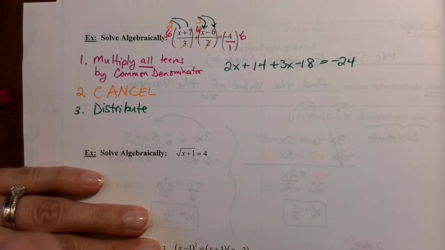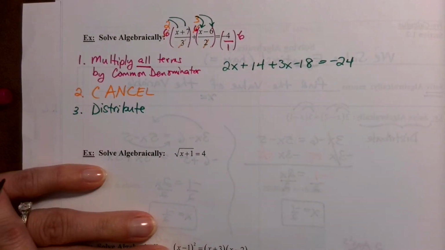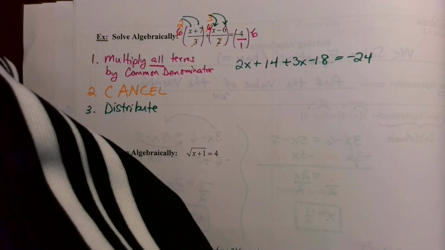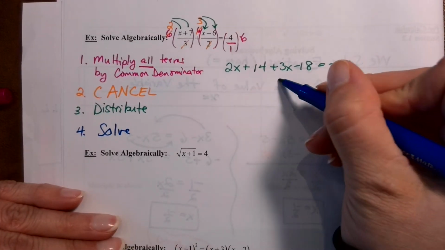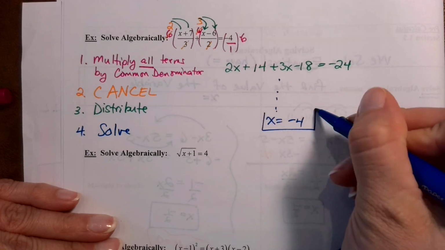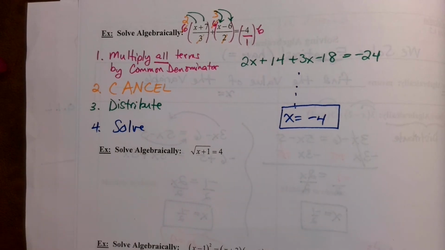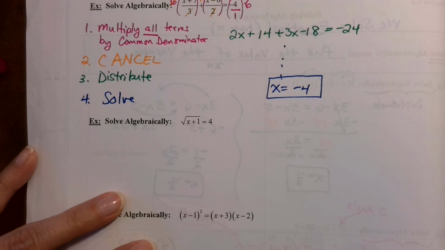All right, now we just have a linear equation to solve. Go ahead and solve that one. Okay, so step 4 is to solve, and survey says, I hope you got x equals negative 4. If not, go give it a try again. Okay, let's take a look at the next one.